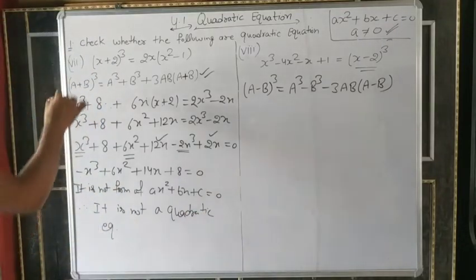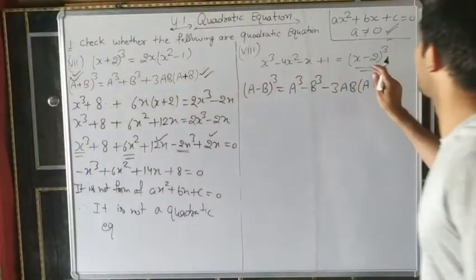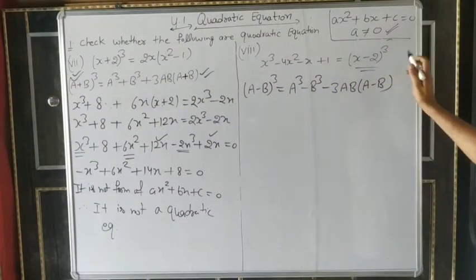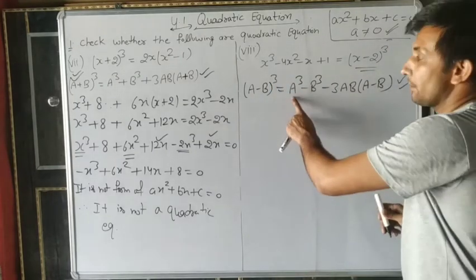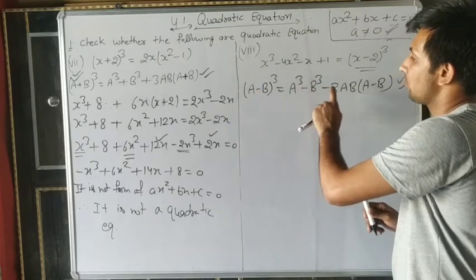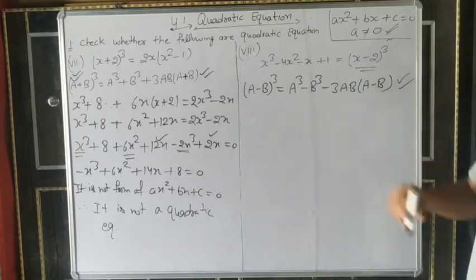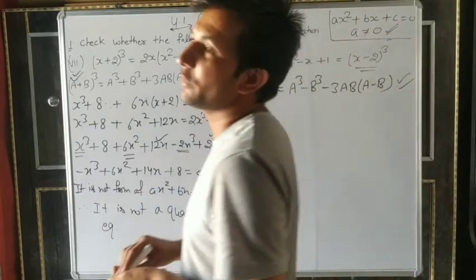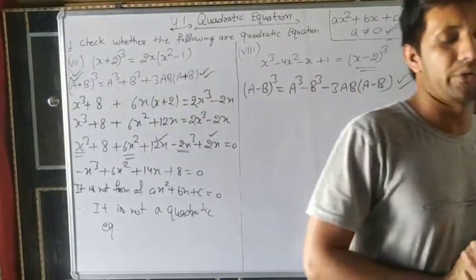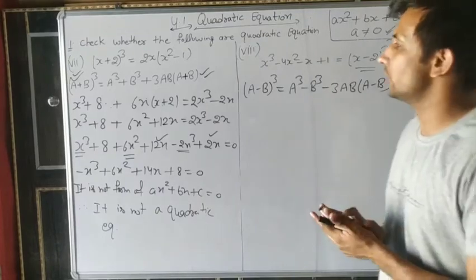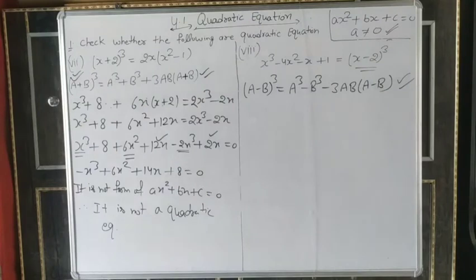So a very important formula you have to remember, a plus b whole cube, and in the next part x minus 2 whole cube. So we will use this formula, a minus b whole cube, first number cube minus second number cube minus 3ab and a minus b. We will use this formula and solve the equation and check whether it is a quadratic equation or not. Okay. So I hope you have understood the first question. It is a very easy question. Now we will do the next question. Note it down, dear.